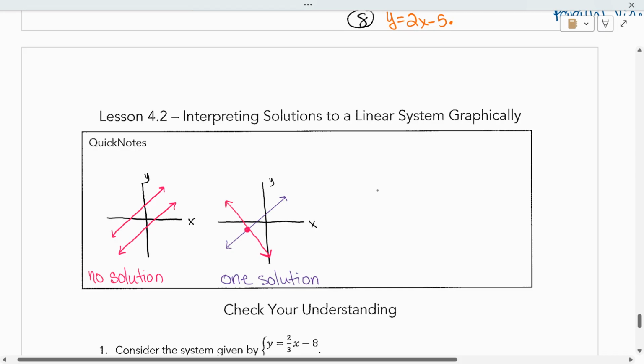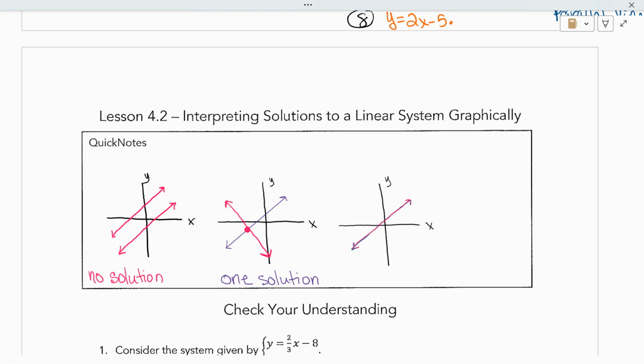And then I'm going to draw another little X, Y axes. And I'm going to draw a blue line. And then right on top of it, I'm going to put a red line. So what kind of a solution does this one have? Yeah.